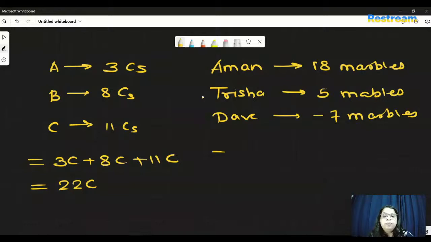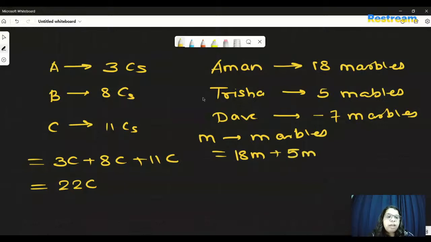Okay. So let m be the marbles. So 18m. So how many marbles will be there in m for Aman and Trisha? 18m plus 5m minus 7m. So 18 plus 5 is 23. 23 minus 7 is 16. So Aman and Trisha will in the end have 16 marbles together. Something like this. So this is how you construct an expression and you simplify it. There is no equal to in between.